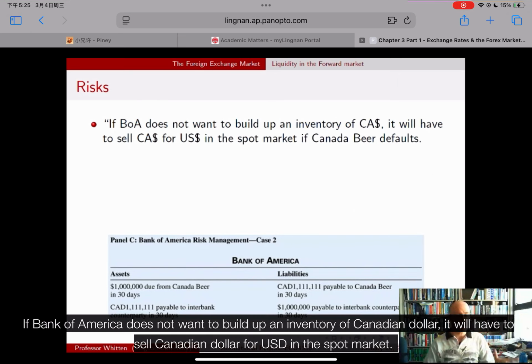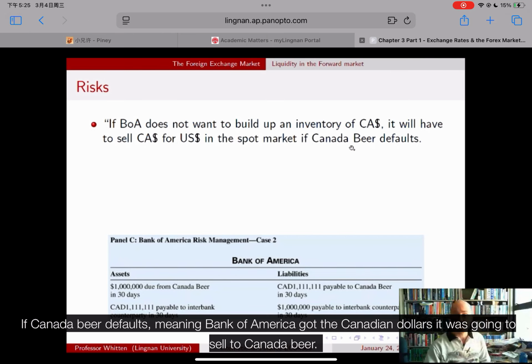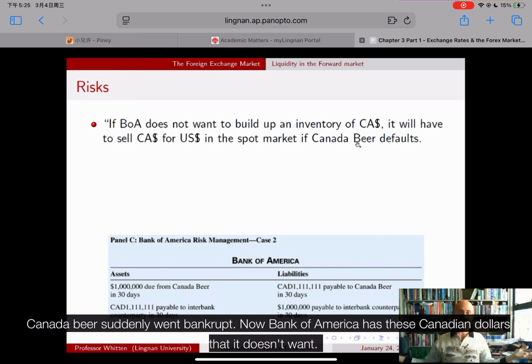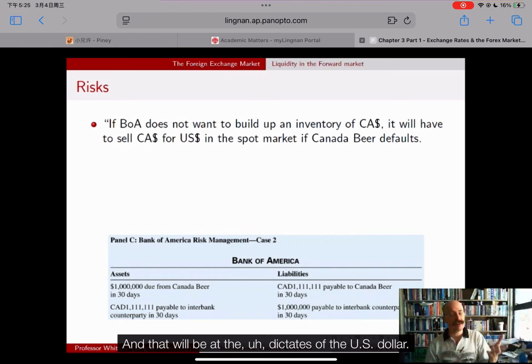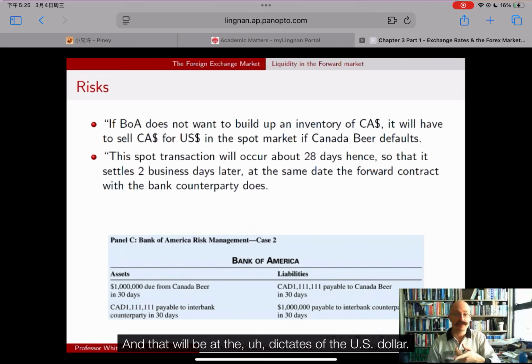If Bank of America does not want to build up an inventory of Canadian dollars, it will have to sell Canadian dollars for USD in the spot market if Canada Beer defaults, meaning Bank of America got the Canadian dollars it was going to sell to Canada Beer. Canada Beer suddenly went bankrupt. Now Bank of America has these Canadian dollars that it doesn't want, so it has to get rid of them as soon as possible, and that will be at the dictates of the US dollar.